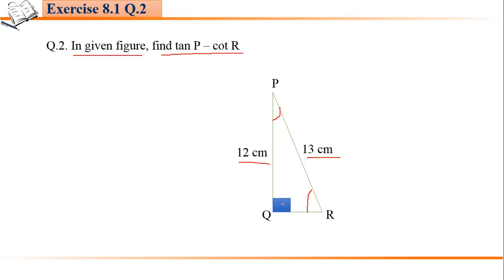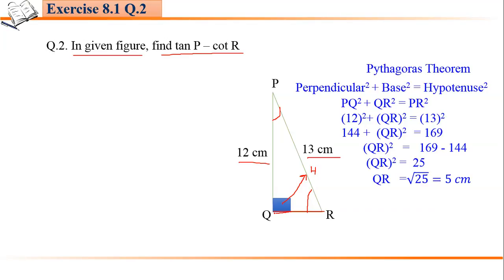So obviously the side opposite to this angle is our hypotenuse. So this is fixed, the hypotenuse is fixed. Now for finding out the trigonometric ratios, we need to know this side, that is QR. We need to know this measurement, and for this we'll use again the Pythagoras theorem. The Pythagoras theorem is the perpendicular square plus base square is equal to hypotenuse square. So here this is the perpendicular PQ.